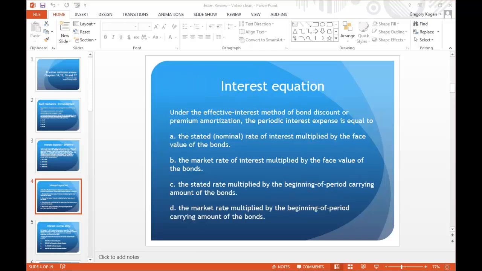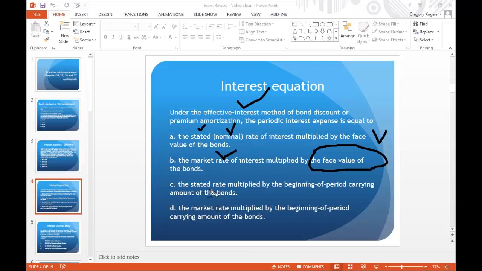Now moving on to interest equation. What is the interest expense equation? It keeps coming up all the time. What we have here is, what is the effective interest method? So to know this, you really want to know what is the stated rate or nominal rate. This is the coupon rate essentially, and the face value of the bond, that's par value, so we know it's not that. The market rate of interest multiplied by the face value, the market rate is the right rate, but the face value, that's the wrong amount because that's par.